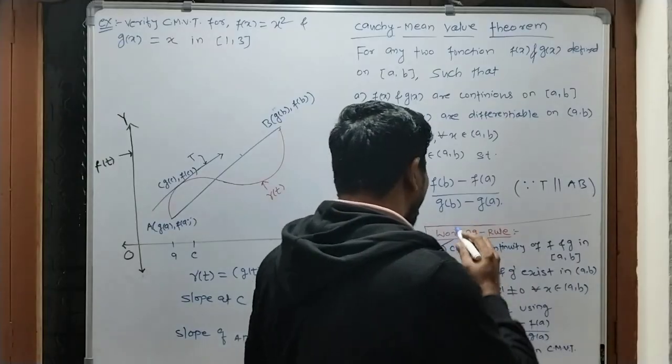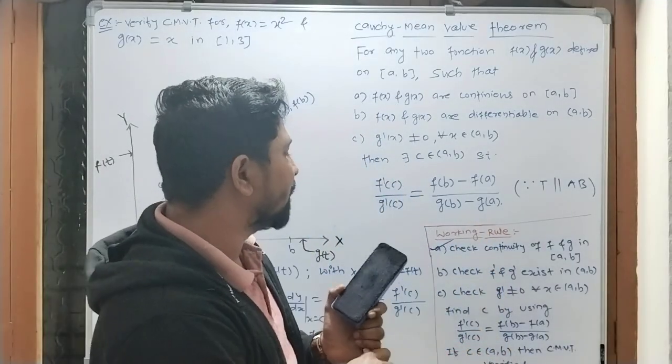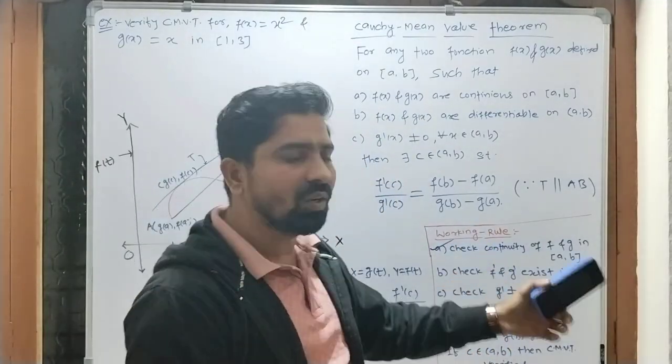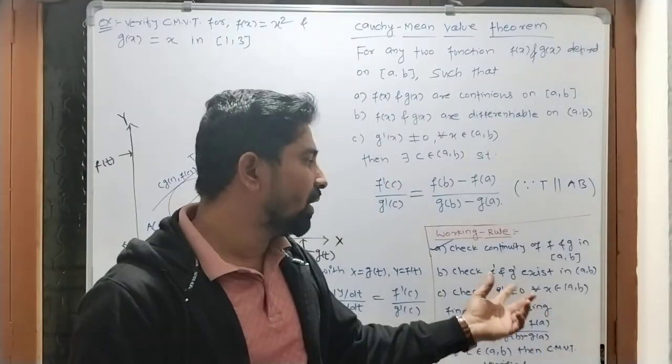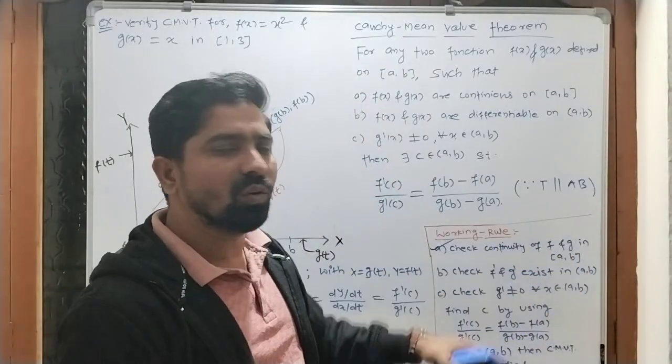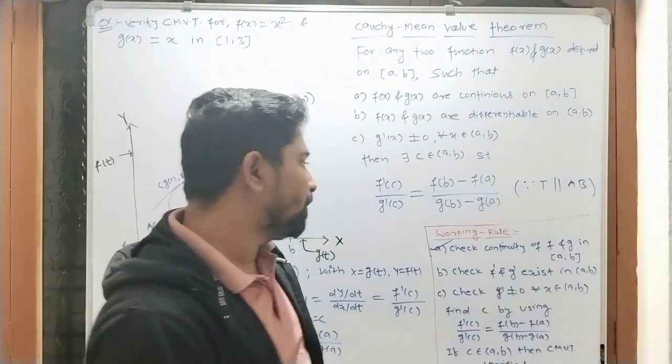So we have to check whether the given pair of functions, that is f of x and g of x, are continuous in the given closed interval a b or not. If it is continuous, then move to the second step.